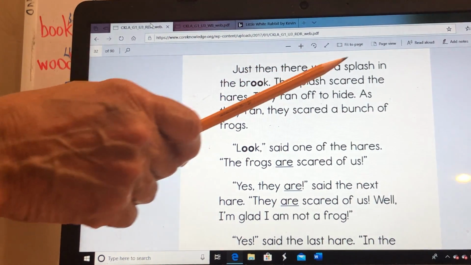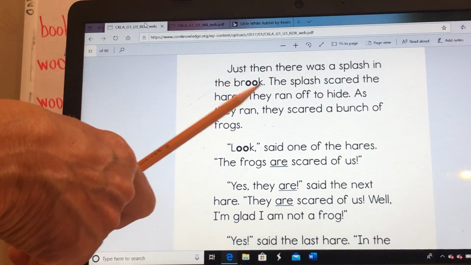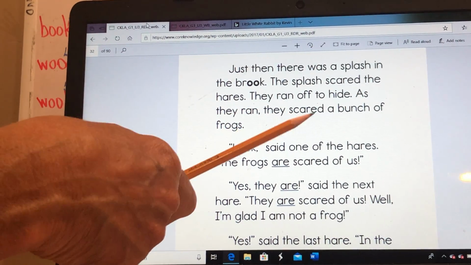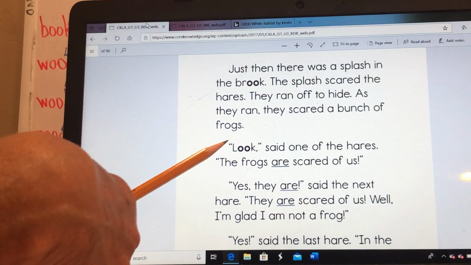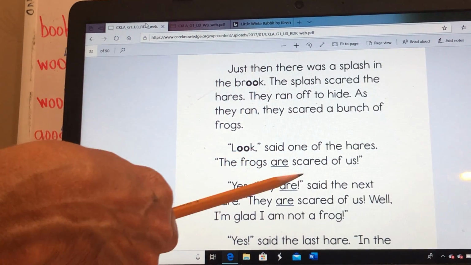Just then there was a splash in the brook. The splash scared the hares. They ran off to hide. As they ran, they scared a bunch of frogs. Look, said one of the hares, the frogs are scared of us.